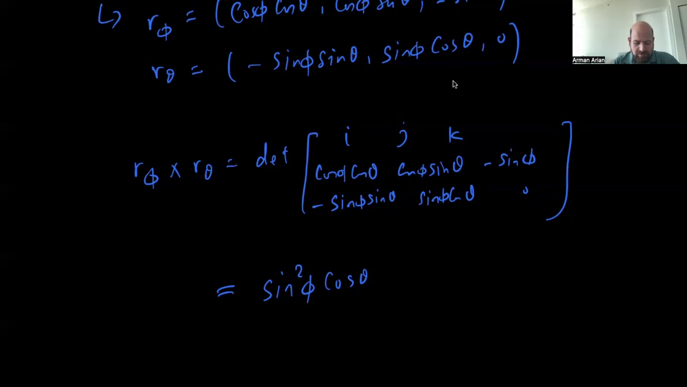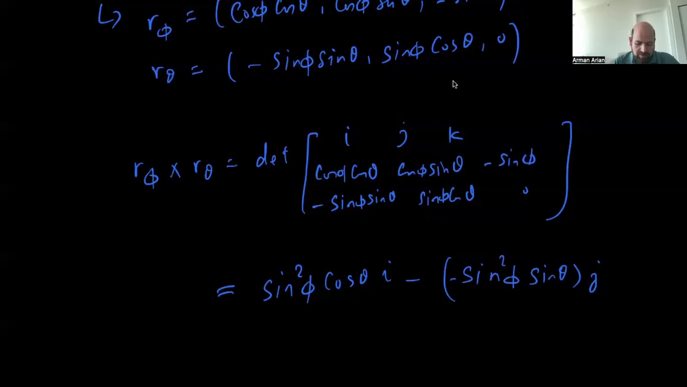I got sine squared phi cos theta i, and then minus for the j coordinate, this times 0, which is 0. And then we will get sine squared phi sine theta j. There will be an extra minus here, because with 0 minus and 2 minus here, 3 minus in total, we'll have an extra minus j.